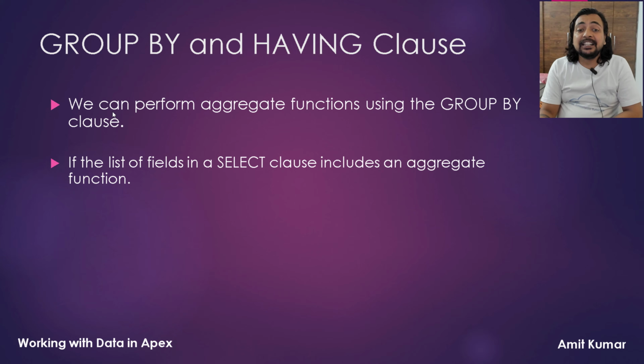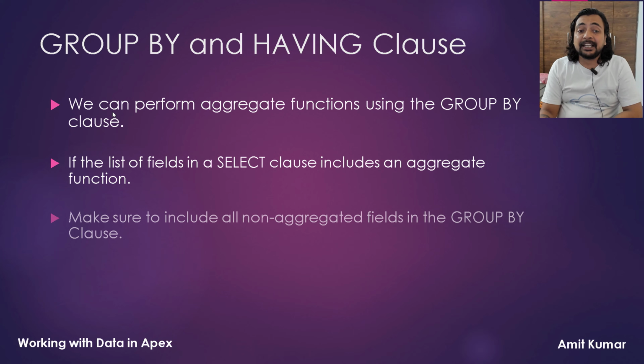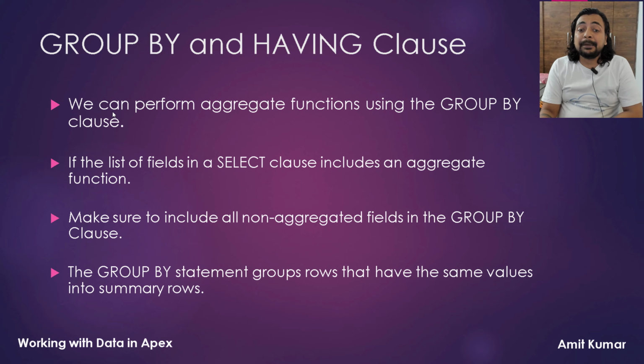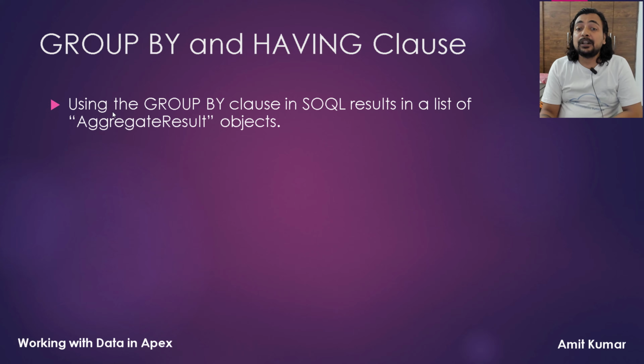If the list of fields in a select clause includes an aggregate function, then make sure to include all non-aggregated fields in the group by clause. The group by statement groups rows that have the same values into summary rows. Using the group by clause in SOQL results in a list of aggregate result objects.